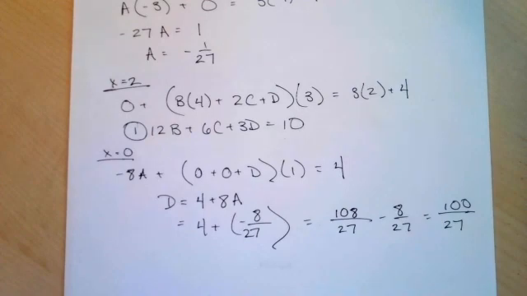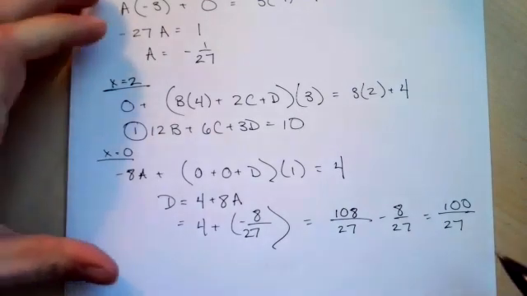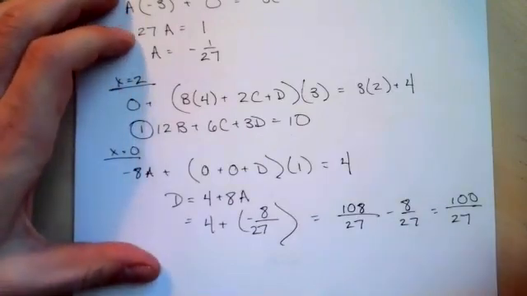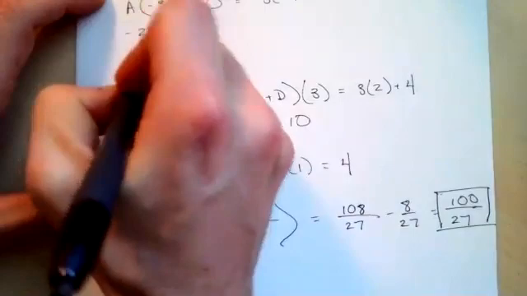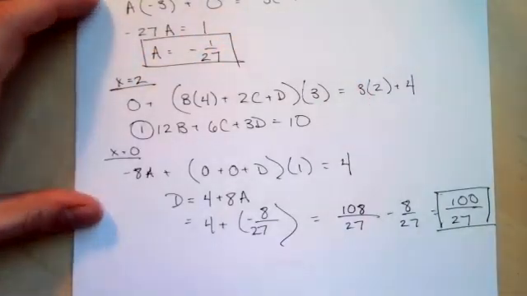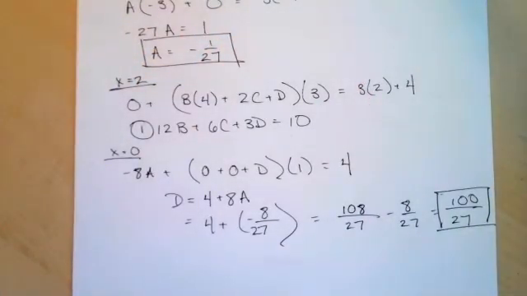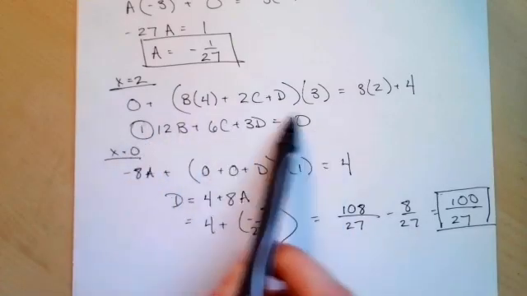Got it? Good. Cool. So now we have 2 of our variables. We need to get B and C. So we need at least one more equation. We can still use this one here.